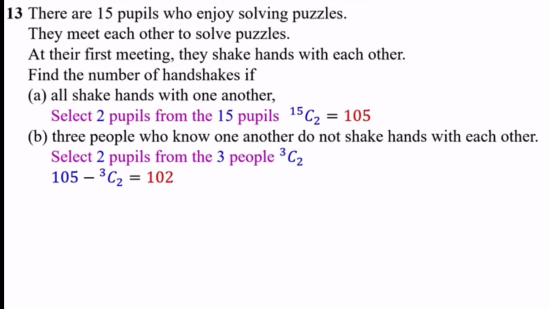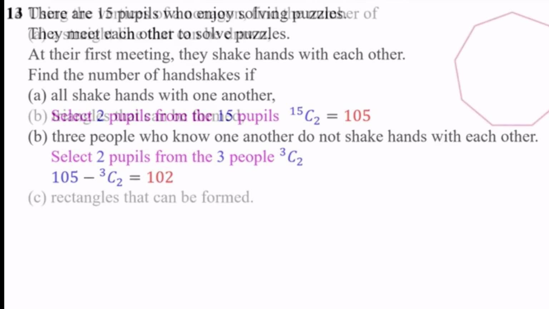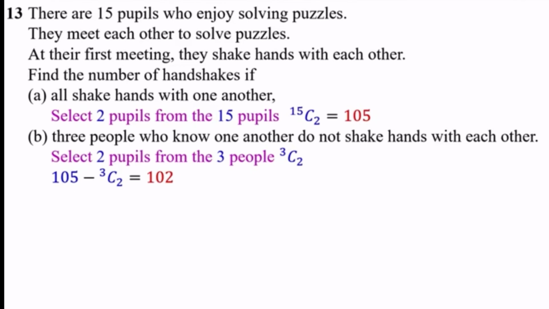So let's solve the problem involving shake hands. Let's move on to the next question. The last question is question number 14. Using the vertices of a nonagon, find the number of ways a straight line can be drawn. B. Triangles can be formed. C. Triangles that can be formed.